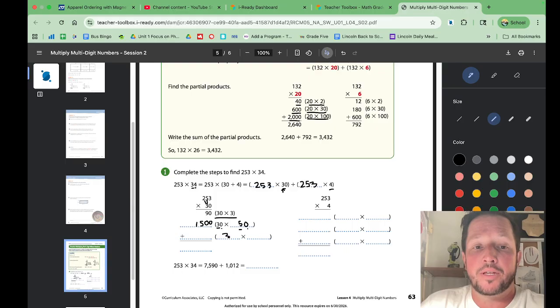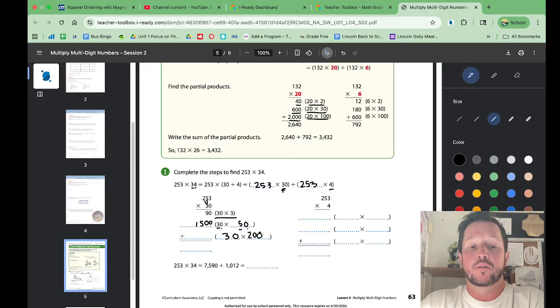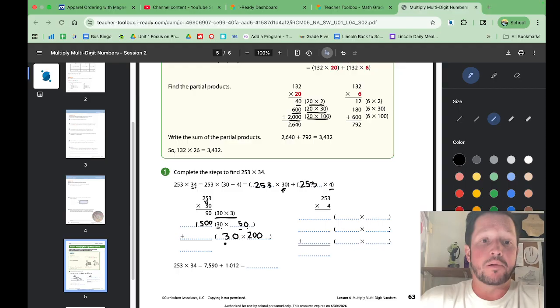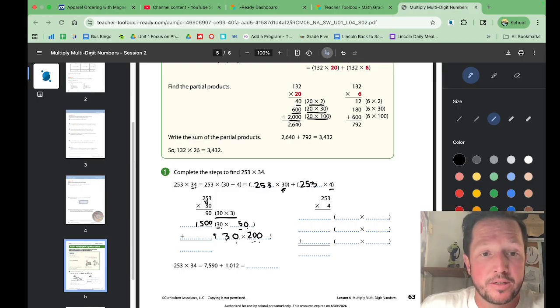Then the next one I'm going to do is 30 times 2 in the hundreds place. 2 in the hundreds place is worth 200. Once again, all I do is multiply 3 times 2, which is 6. But I want to get these zeros over there first. I have 3 zeros, so I want to keep them in line. Three zeros, and then 3 times 2 is 6.